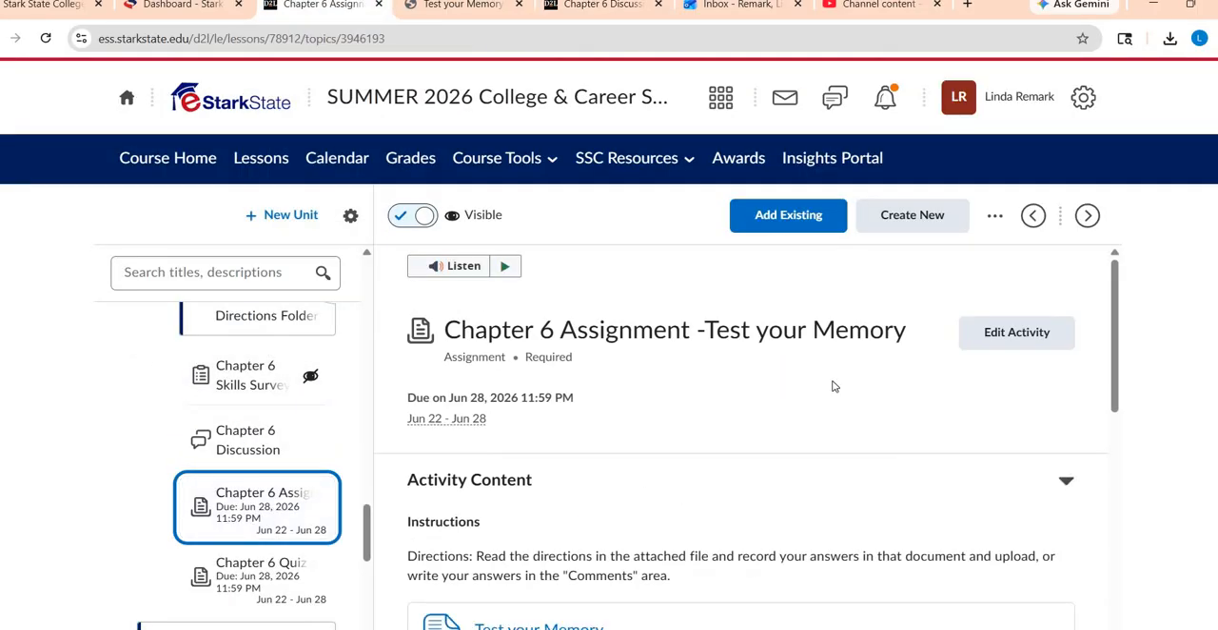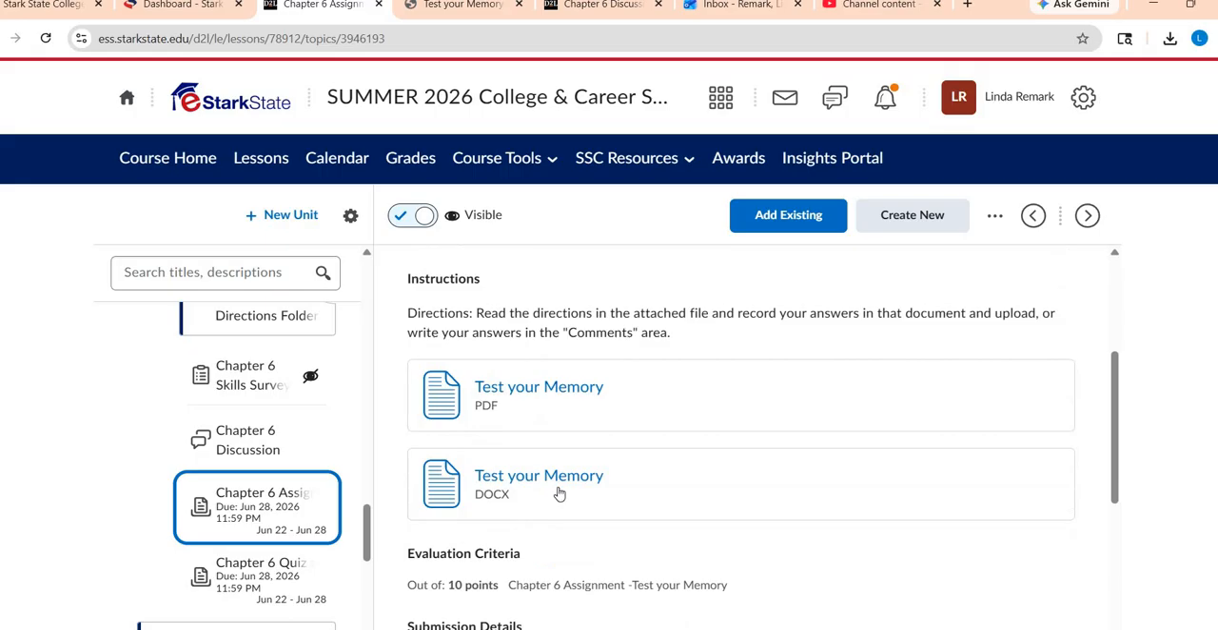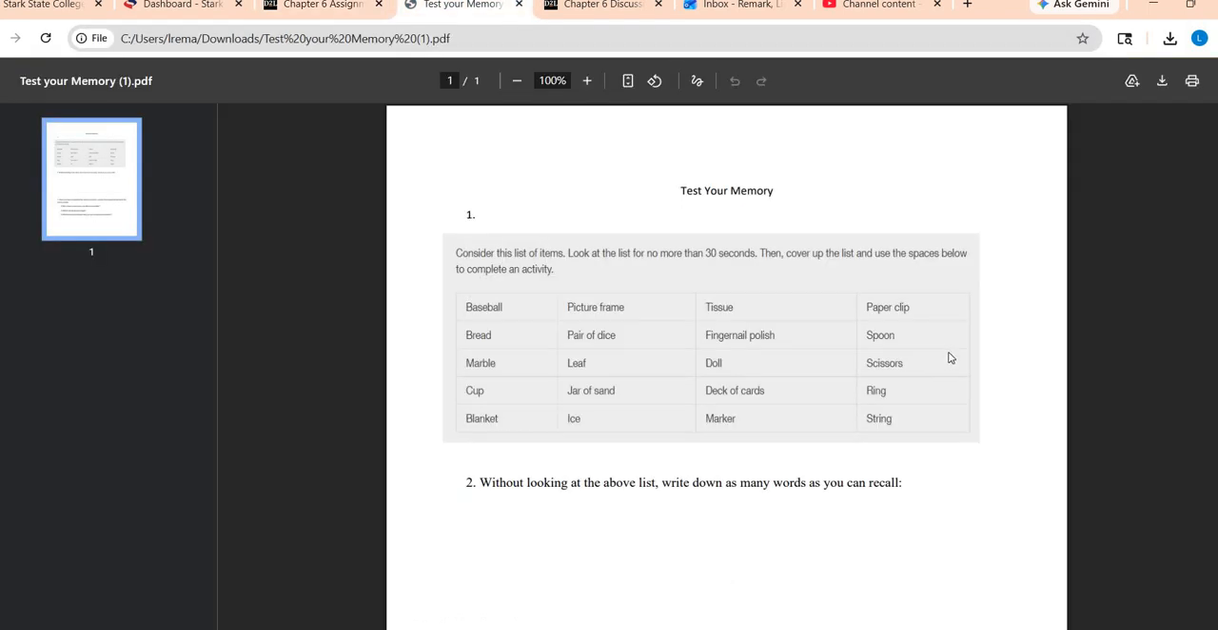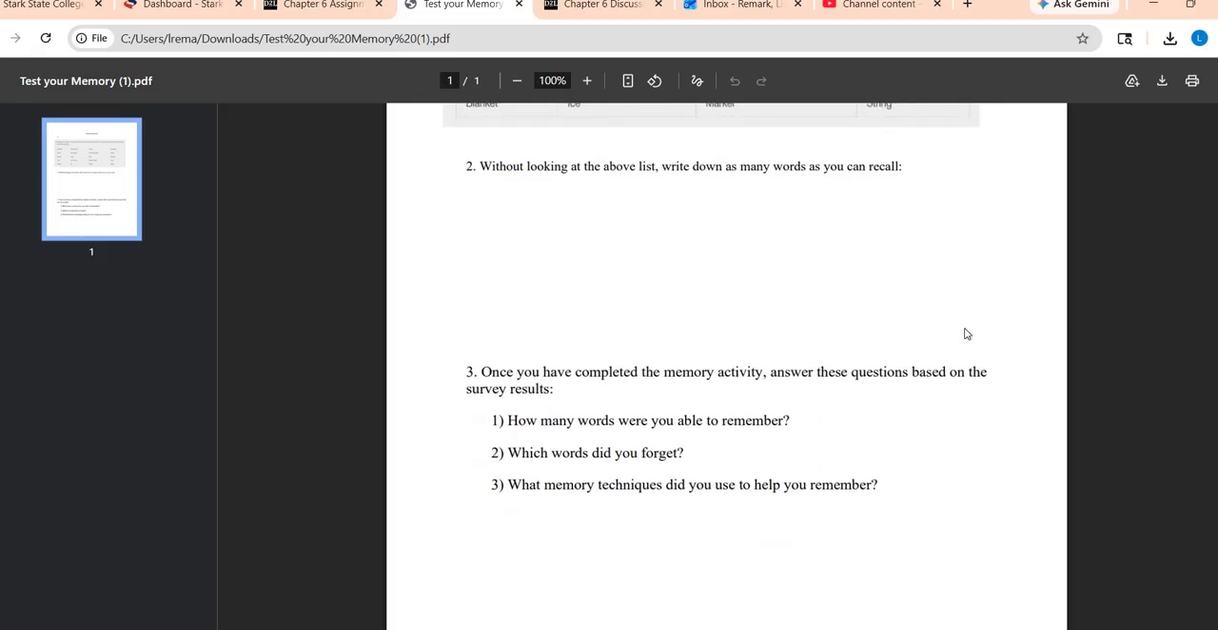Chapter 6 assignment, this is called Test Your Memory, and I have it in a PDF and a Word doc. So I want you to be honest with yourself when you try this, because I'm not grading you on your actual memory, I'm grading you on your responses. So right here, I'm going to encourage you to only look at this list for 30 seconds. I'm going to scroll down already, even though I know you can pause your screen. Just be honest, look at that list for 30 seconds and then look away and try to jot down as many words as you could recall.